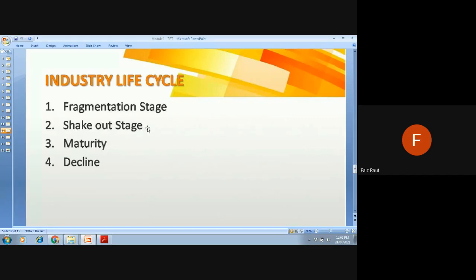Shakeout stage is when the industry has just been established. There is a beginning, the customers have started buying. So electric vehicles, maybe 5 years down the line, 10 years down the line, will come under the shakeout stage, where there will be a very clear idea of how the charging stations will be, how it will be charged, whether our home electricity can be used or not. There will be proper planning and proper implementation for electric vehicles. Then maybe 5 or 10 years down the line, it will be under the shakeout stage.